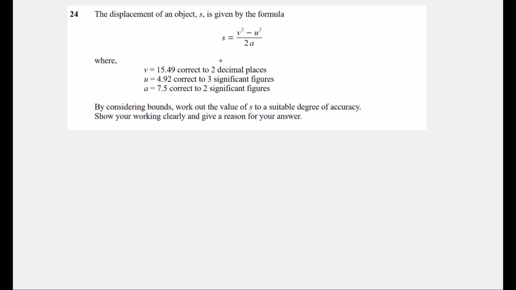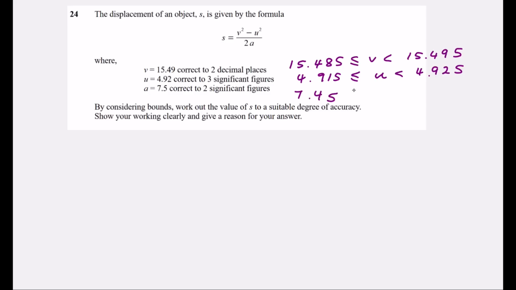So we're going to need to know the upper and lower bound for each of these. So 15.49 to 2 decimal places: the lowest thing it could have been is 15.485, and the highest is 15.495. For 4.92 to 3 significant figures, 4.915 to 4.925, and the 7.5 is 7.45 to 7.55. So we need to work out the upper bound and the lower bound for S.